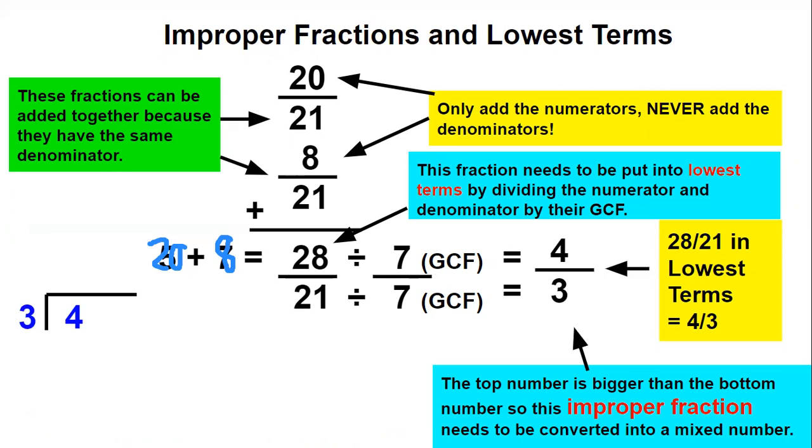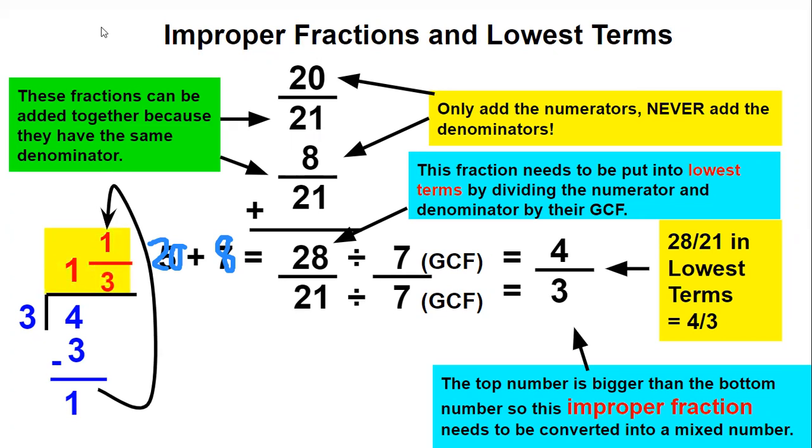How many 3's go into 4? 4 divided by 3 equals 1. Multiply. 1 times 3 is 3. Subtract. 4 minus 3 is 1. What do we do with the remainder? Bring it up to the top. Make it the numerator of our fraction. What's the denominator? That stays a 3. So the final answer is 1 1/3. So 20/21 plus 8/21 is equal to 1 1/3.